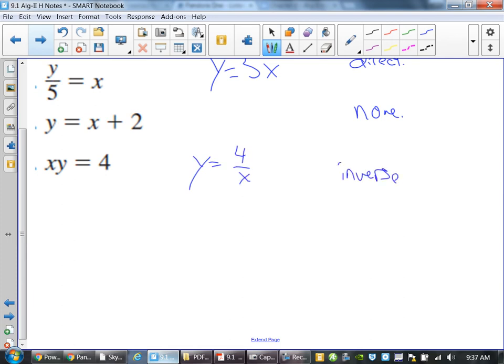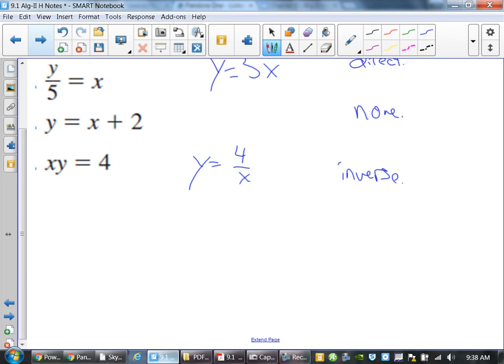What would happen if you had x over 4? It would be direct variation with a k value of 1/4. Does that make sense? Yeah. So there are a lot of little nuances that go through with some of these things.